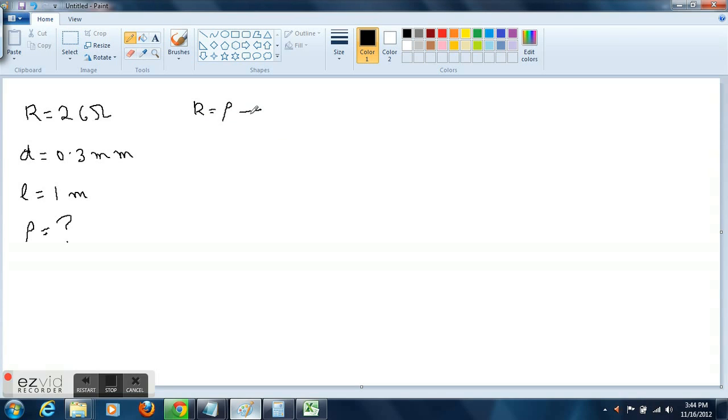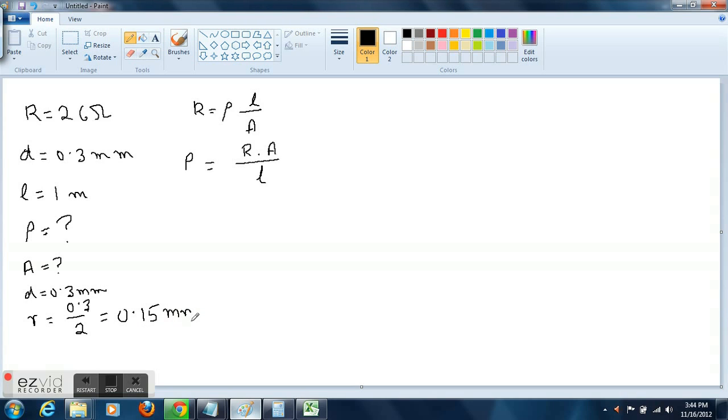Now, the formula is R equal to rho into L upon A. Therefore, rho equal to R multiplied by A upon L. Now, here I have a problem. I do not have the value of A. All I have is the value of the diameter, which is 0.3 millimeter. So, I have to calculate the area of cross section. For that, I need to know the radius, which is diameter by 2, that is 0.3 upon 2 equal to 0.15 millimeter.